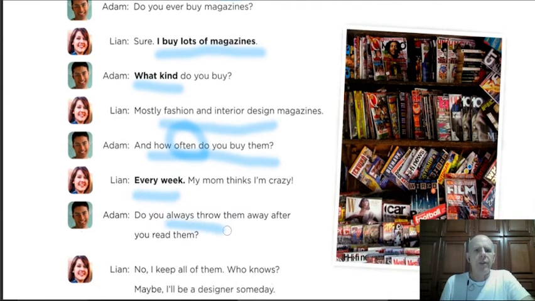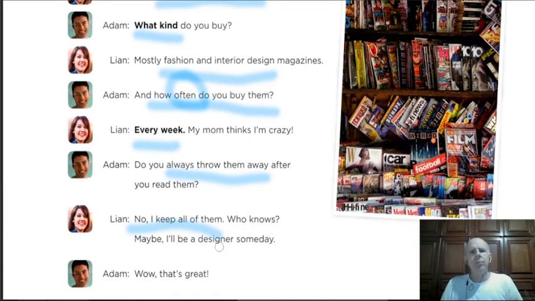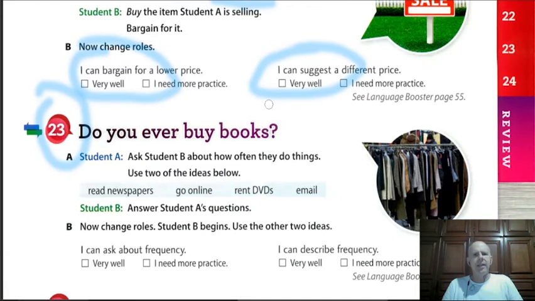Do you always throw them away? No, I keep them all. I keep all of them. You see? So that was what we had. What do we have here in the live lesson, in the live Speak Now lesson? Let's see. Ask student B about how often they do things. We have these ideas here. Read newspapers, go online, rent DVDs, and email.